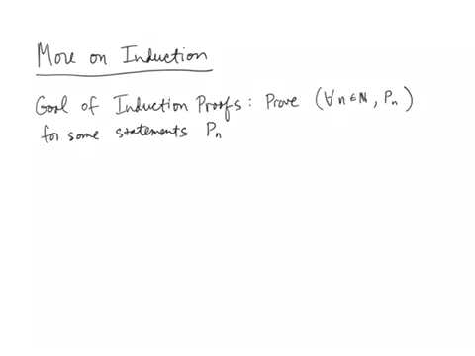All right, so today we're going to talk more about induction, which we discussed last time. Remember, the goal of induction proofs is to prove that for all natural numbers, some proposition or statement P sub n holds. We looked at one way to do that last time, which we called induction: you establish that P sub 1 is true, and then you show that P sub n implies P sub n plus 1 for any n, and we discussed why that implies that all of the P sub n's are true.